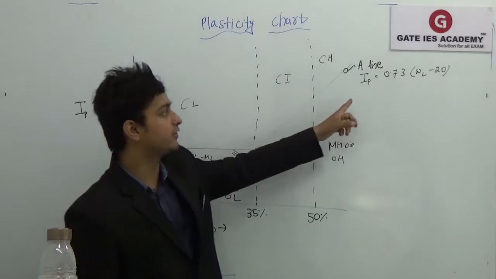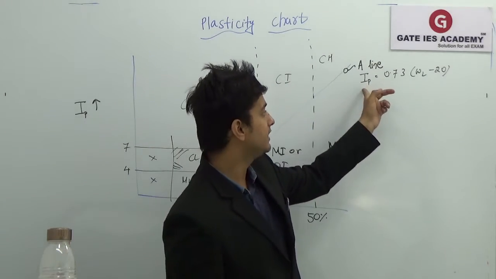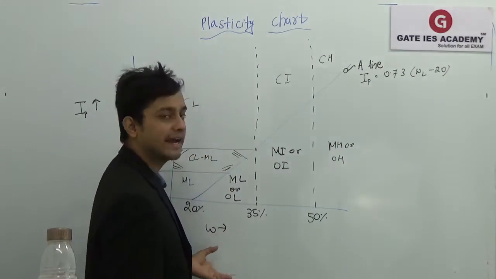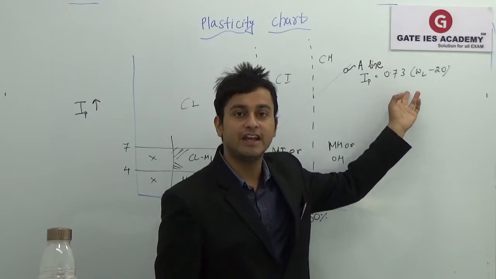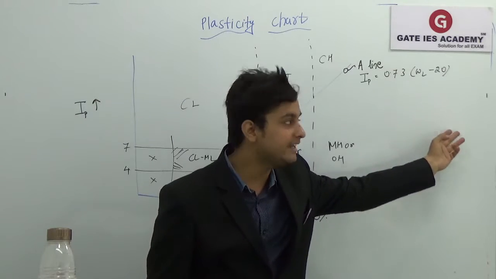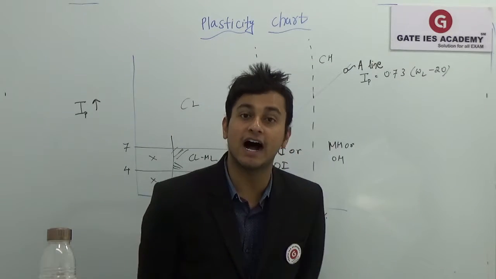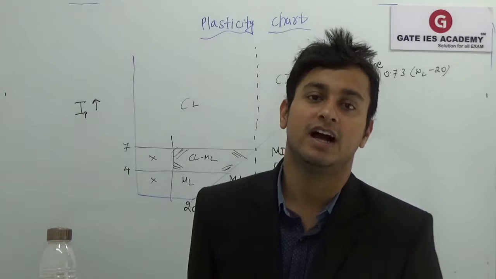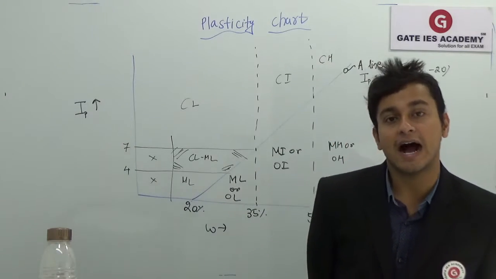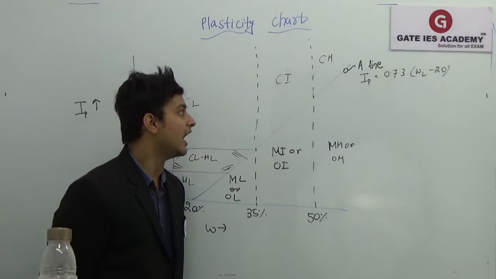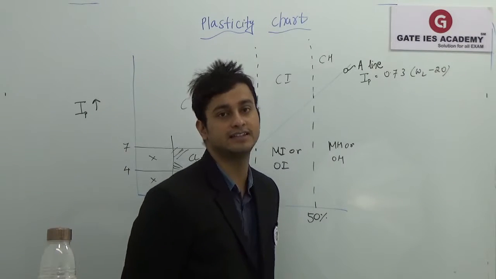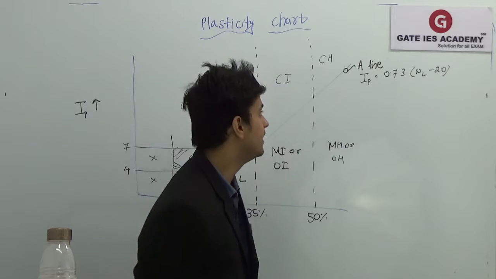So that's why the equation of the line is IP, because here y equals mx plus c kind of graph is this. So we have IP equals 0.73 (WL minus 20). So this will be giving us the IP value. So what we'll be doing is, IP will be calculated by this particular method. Next.